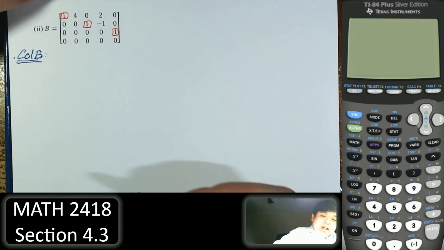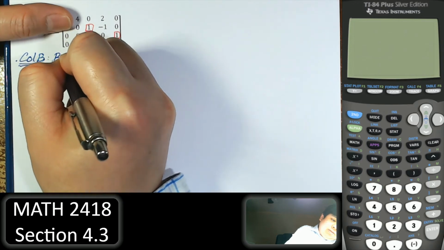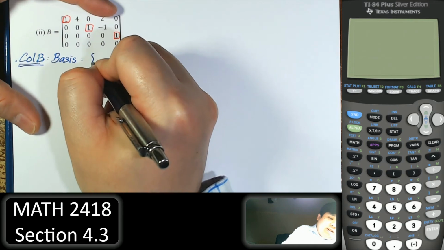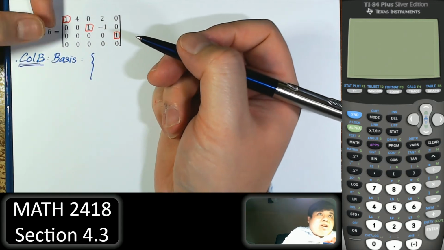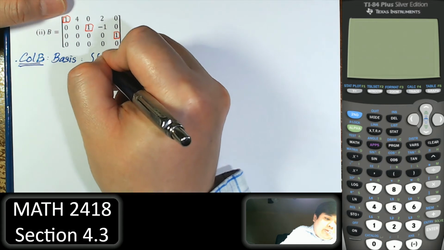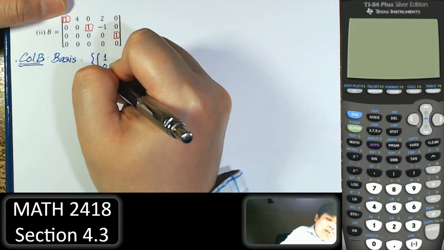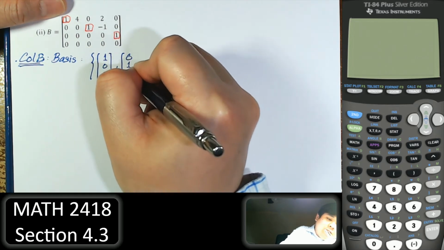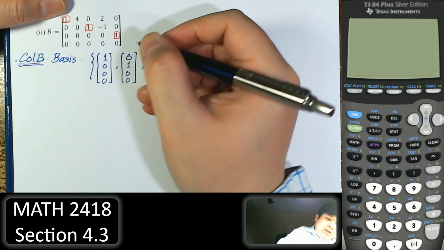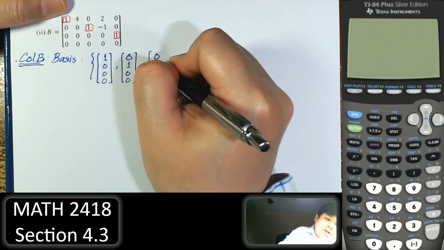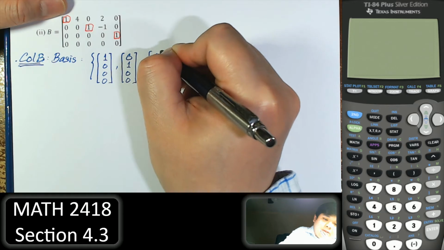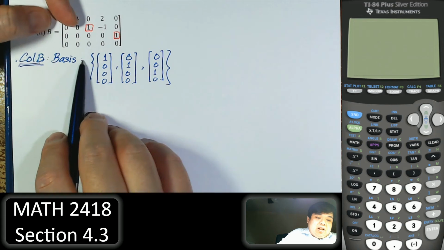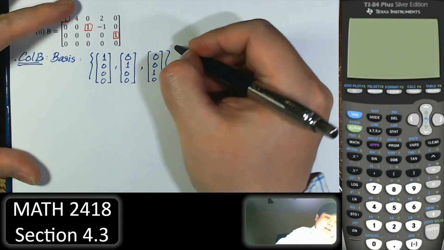Now for column of B, the basis is the set of the vectors. Because this is in the reduced row echelon form already, so we just have to keep the column. And the column space of B is a linear combination of these vectors, right?